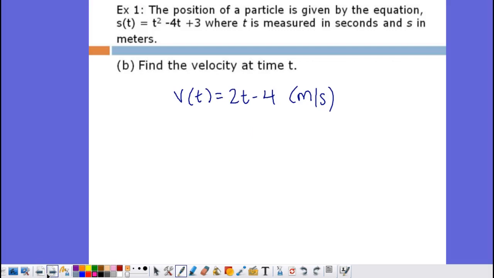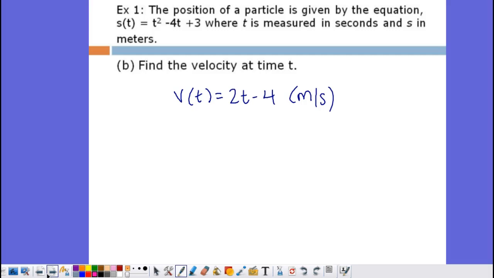Okay, velocity is just the derivative of position. So velocity would be v of t equals 2t minus 4. And sometimes when I find my velocity or acceleration formulas, I throw my units next to it, because then if I have to find the velocity or the acceleration later, I've already done the math and thought about the units and I don't forget to write them. Position was meters with respect to seconds, so this is meters per second.